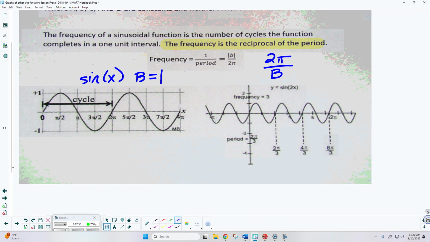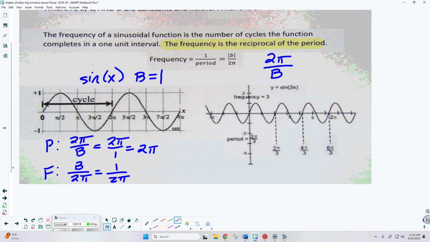Let's figure out the period. I'm just going to say P for period and F for frequency. So the period is 2 pi divided by b. Well, that's 2 pi over 1. The period is just 2 pi. So it's going to need 2 pi radians before it starts to repeat again. Well, the frequency, remember, is just the reciprocal. So this is b divided by 2 pi. So 1 over 2 pi.